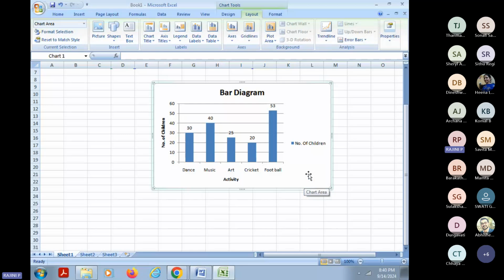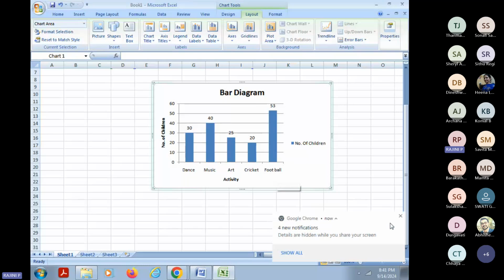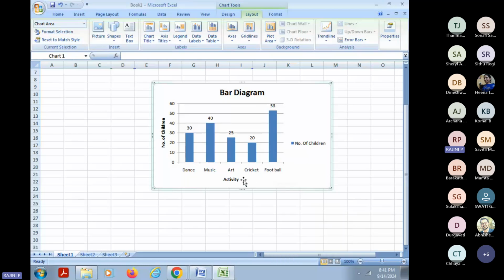For example, I want to make an admission. That means I want to join my daughter in any one activity in that community. Then I'll be checking what is a high demand, that means which activity is having a high demand. By seeing this graph, I can easily say that football is having a high demand. So I can join my daughter in football activity. Clear? So like this, you can go for the comparisons also.